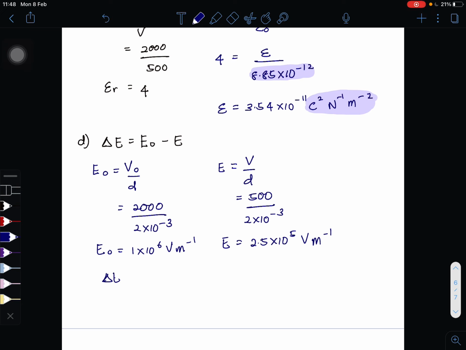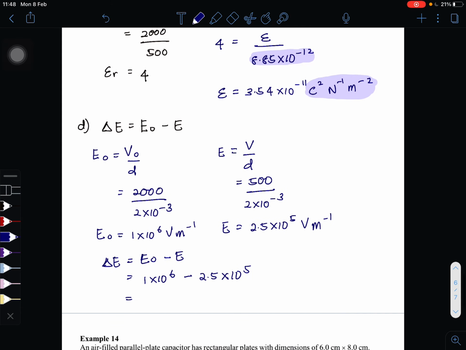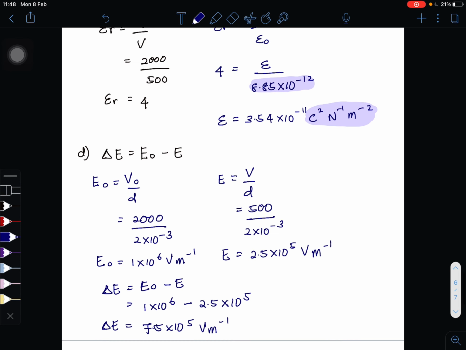So delta E is equal to E naught minus E. So 1 exponent 6 minus 2.5 exponent 5. So we get 7.5 exponent 5 volt per meter. So that will be for the change in electric field.